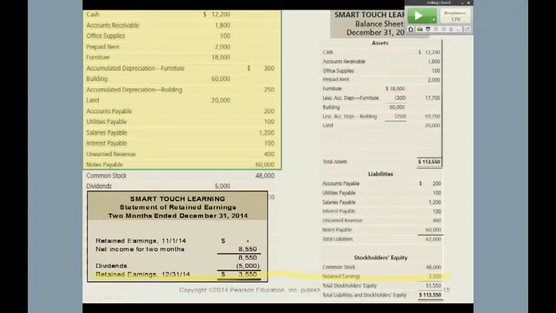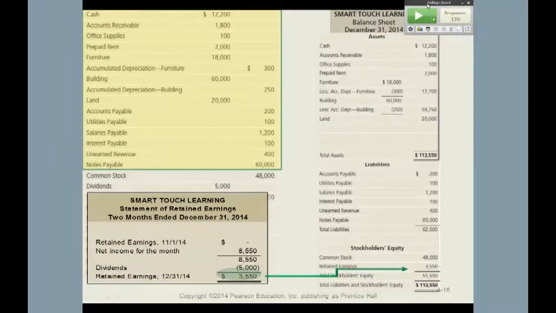Now, I'm going to move up, and I'm sorry if this is a little bit blurry for some of you who don't have the slide. I wanted to show you a couple of things. One, this is showing you the transfer or the articulation of the retained earnings account into the balance sheet.